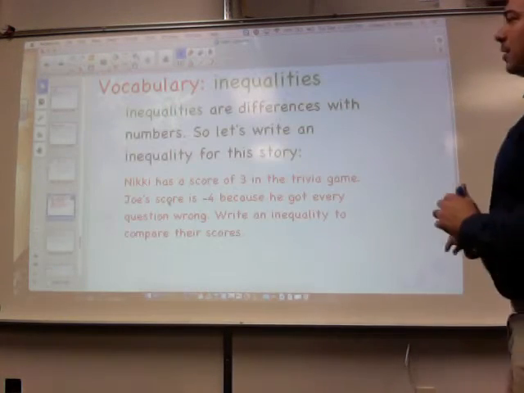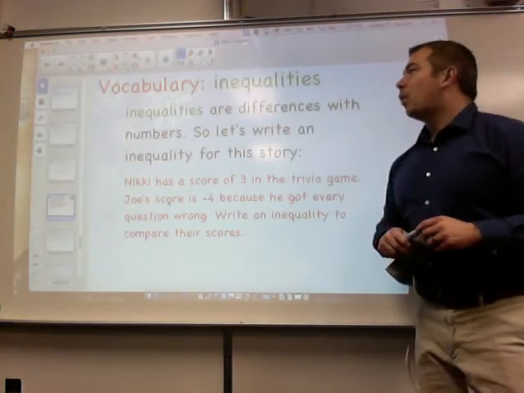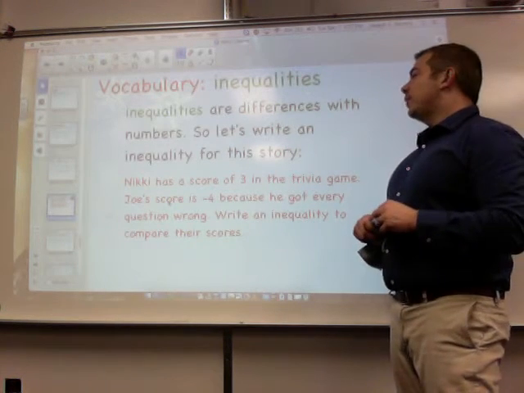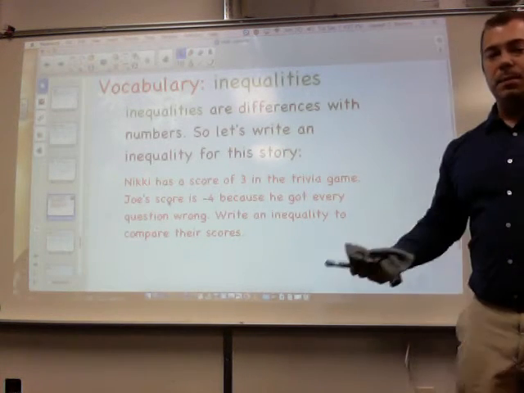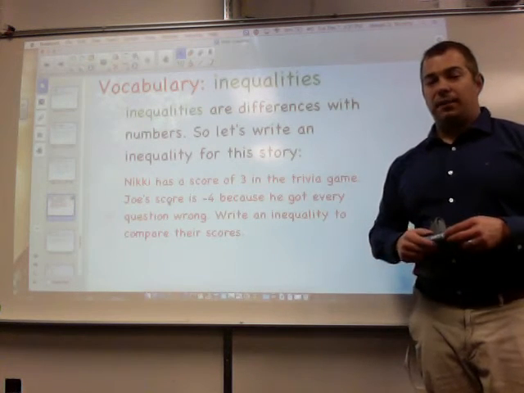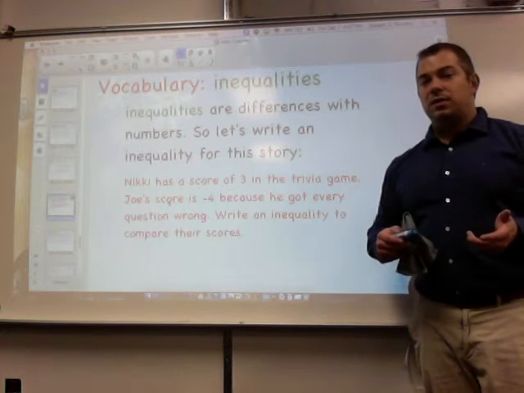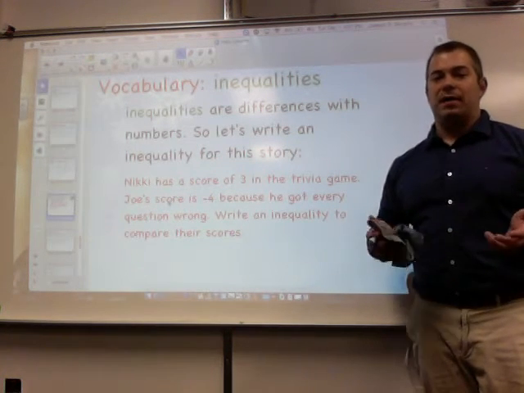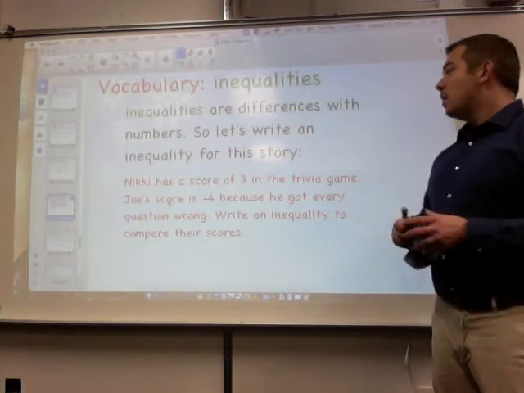Now, some vocabulary to talk about. If you hear me use the word inequalities, what is an inequality? They are differences with numbers. So like the numbers 4 and 6, they're not equal. They're an inequality. 4 is less than 6. So every number, when you compare them with another number, will be an inequality unless they are the same number.